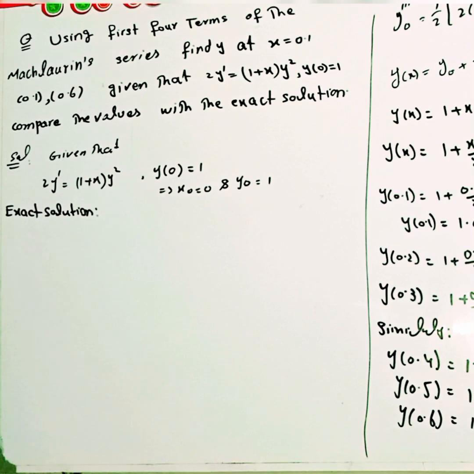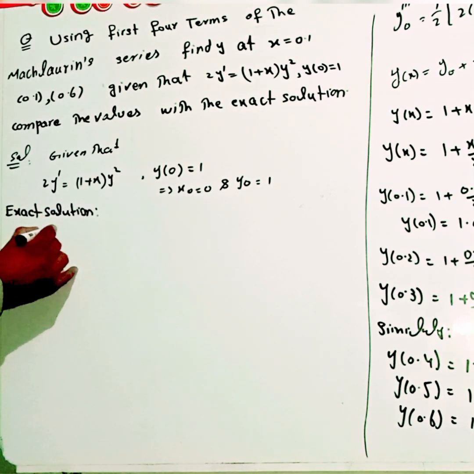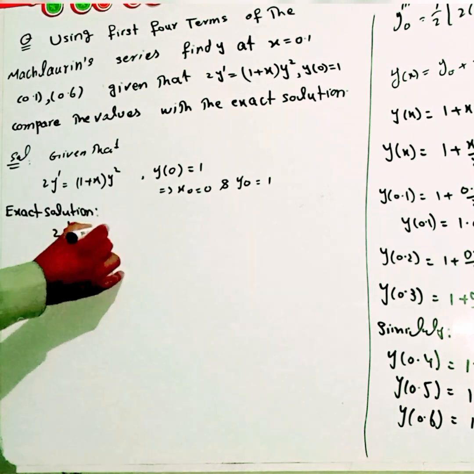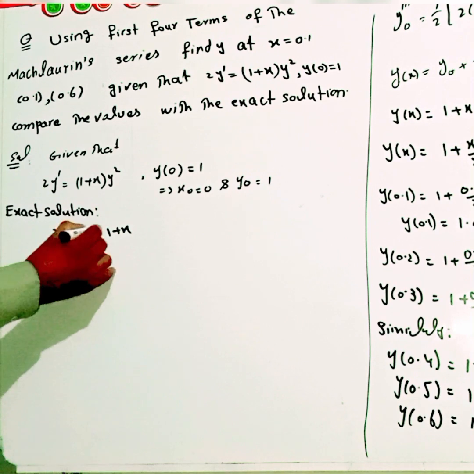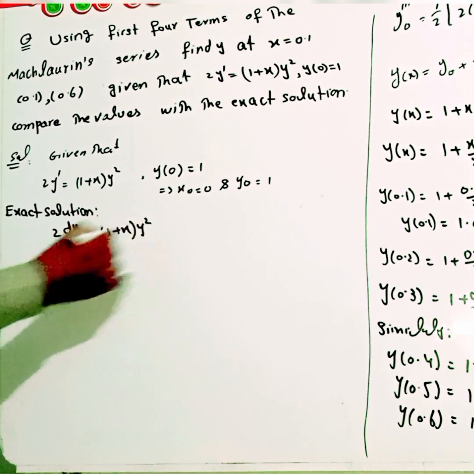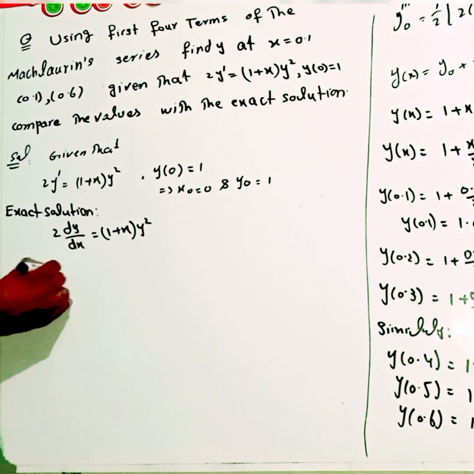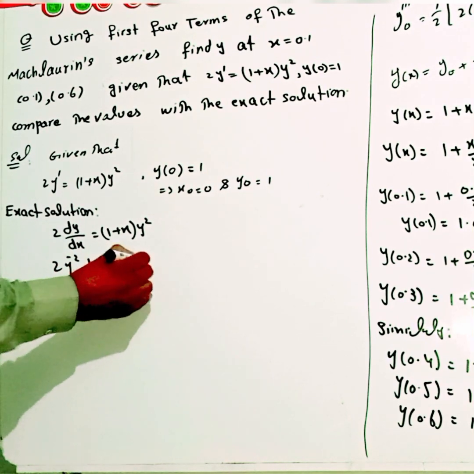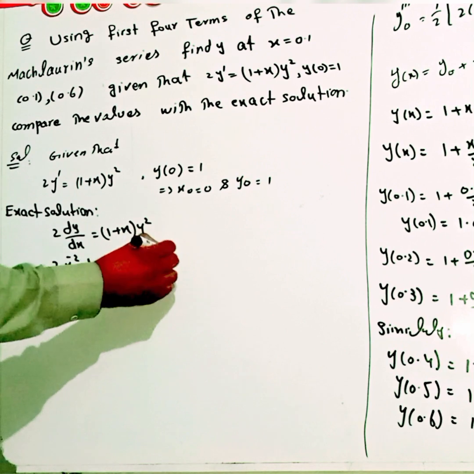Since this differential equation is separable, we can see that clearly. So we have 2 dy over dx is equal to 1 plus x into y square. It can be written as 2y raised to power minus 2 dy is equal to 1 plus x into dx.